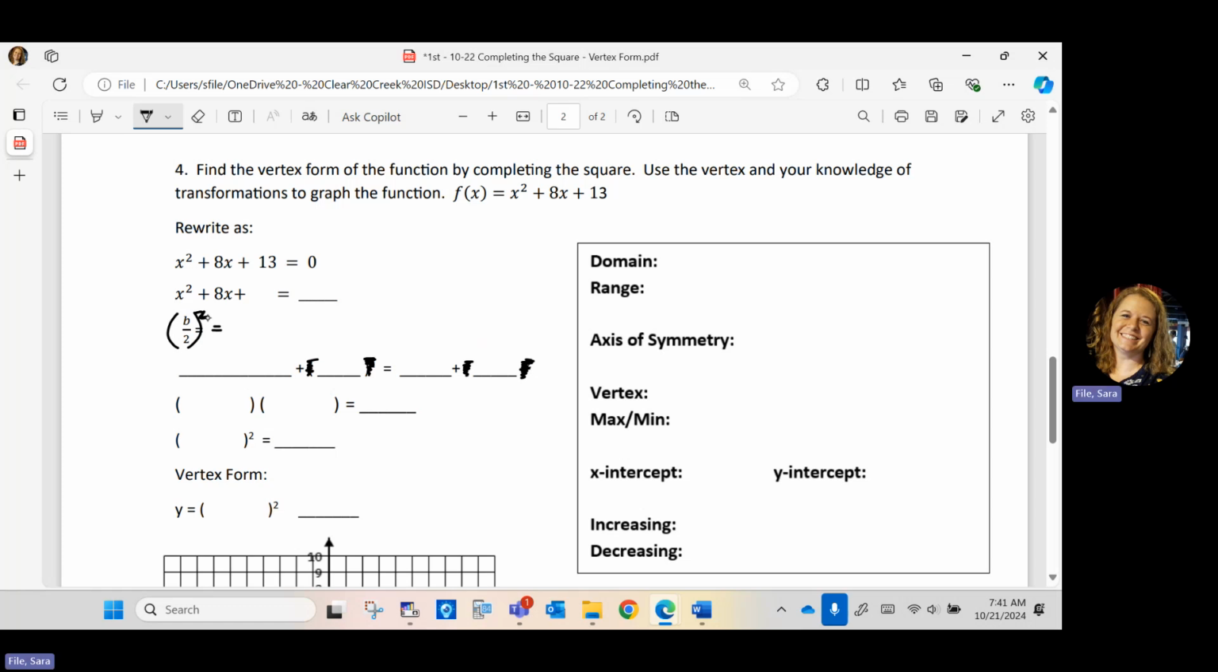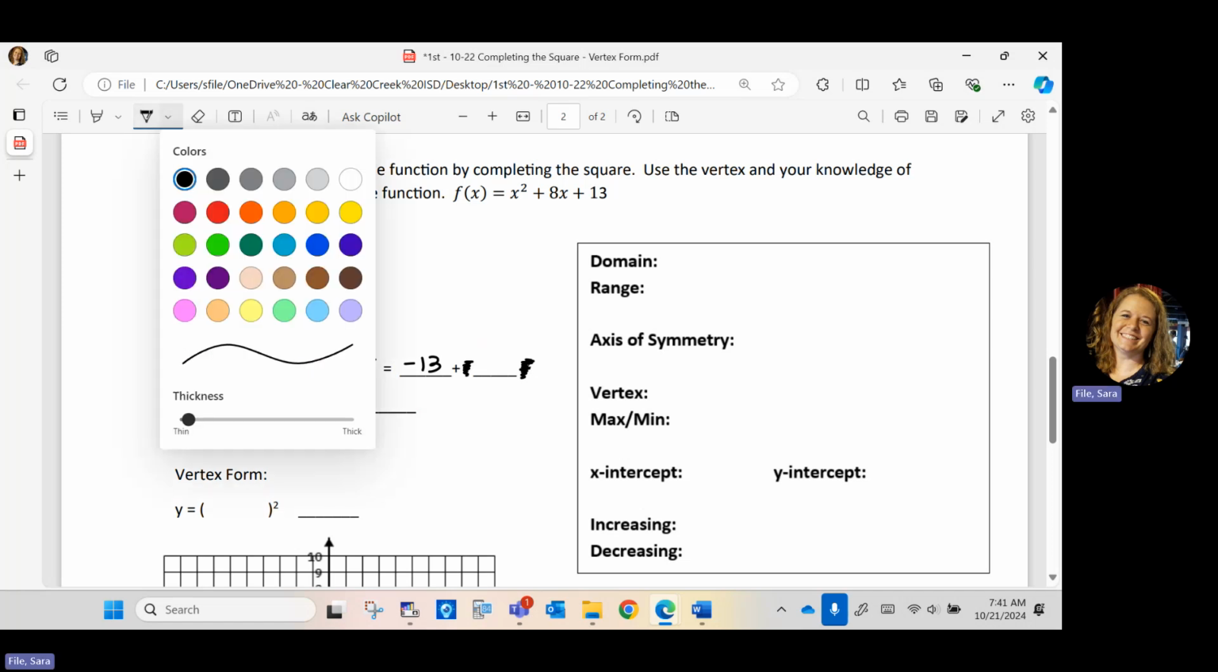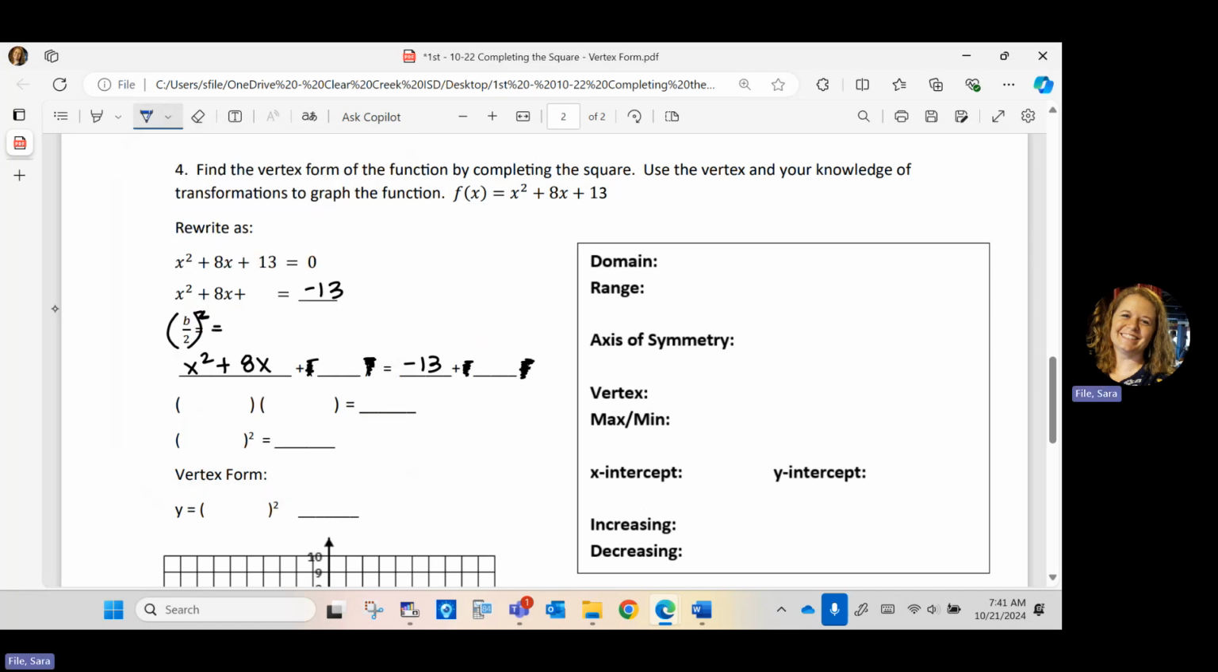All right, so the first thing we need to do is move that constant, that 13, to the other side. So it becomes -13 on that side. I'll copy all of that down. So we've got x squared plus 8x plus blank equals -13 plus blank. What is the b value here? The 8. Good. So I'm going to take 8 divided by 2 and square it. 8 divided by 2 is 4, and 4 squared is 16. So 16 is what I'm adding to both sides.